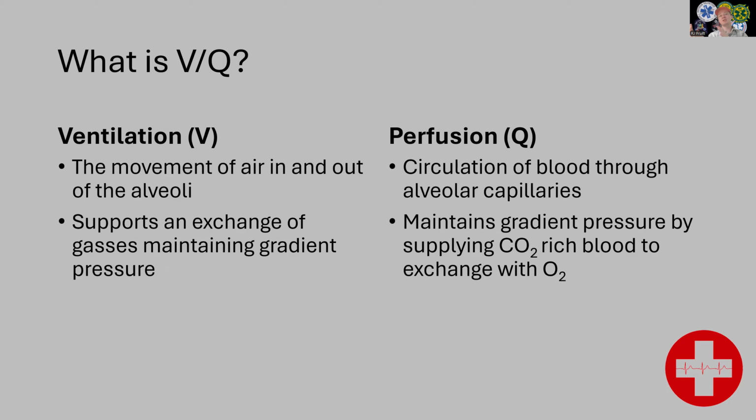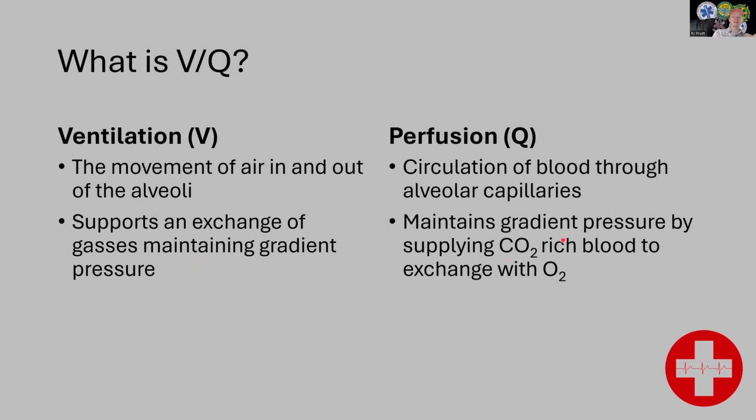And then the same on the flip side for carbon dioxide, we want the pressure of carbon dioxide to be low in the alveoli and high in the capillary so that the carbon dioxide wants to leave the capillary and get into the alveoli where it can be exhaled. So our ventilation is supporting that change by maintaining a high pressure of oxygen and a low pressure of CO2 by continuously changing out the air that's in the alveoli as we inhale and exhale.